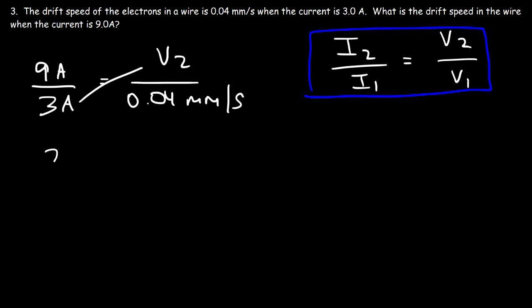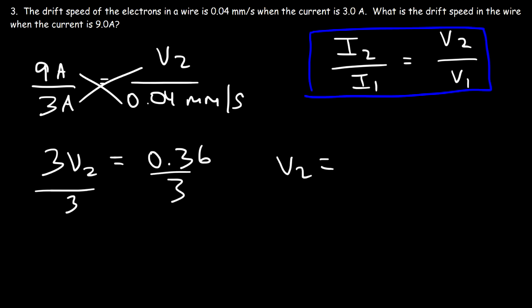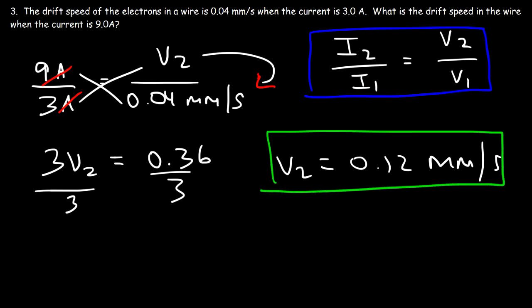So we need to cross multiply. This is going to be 3 times V2, and then that's going to equal 9 times 0.04, which is 0.36. Now let's divide both sides by 3. So 0.36 divided by 3 is 0.12. And V2 will have the same units as V1 because on the left side the unit amps cancel and there's nothing else left over. So it's 0.12 millimeters per second. So that's the new drift speed at a different current.